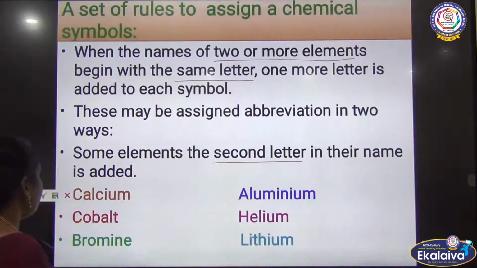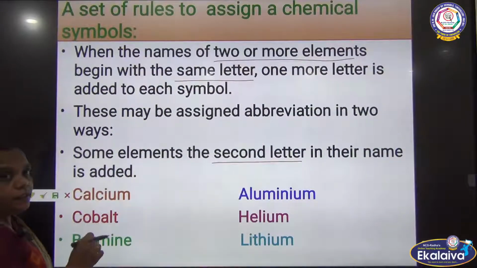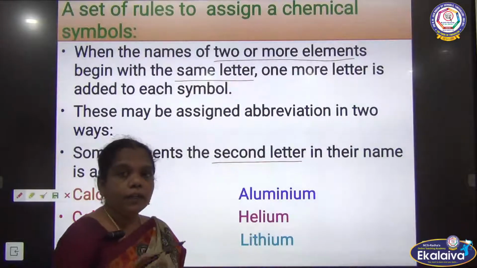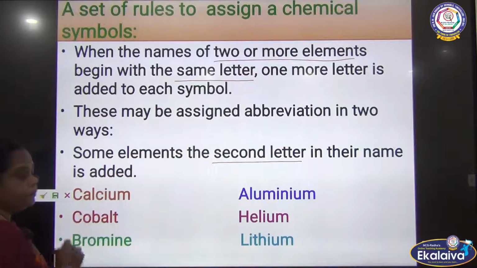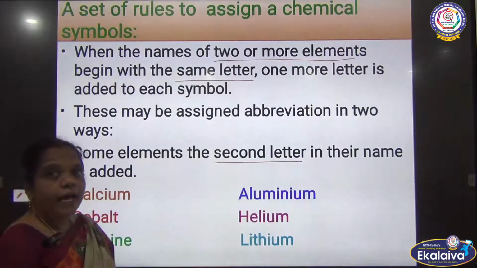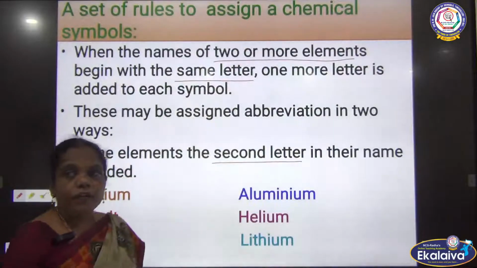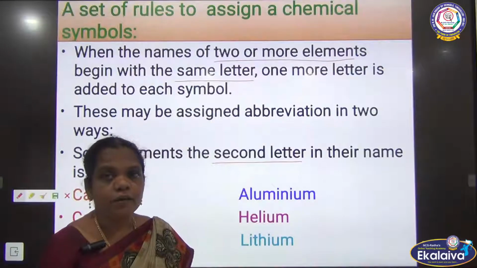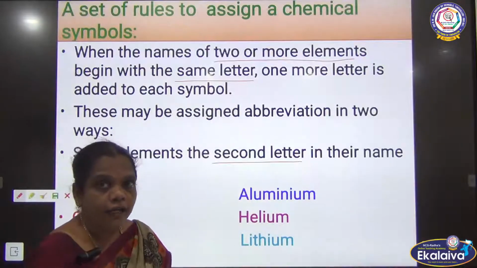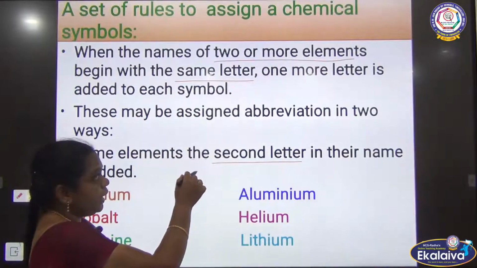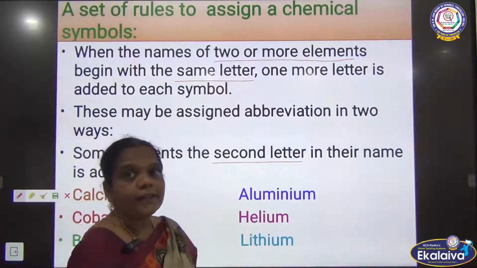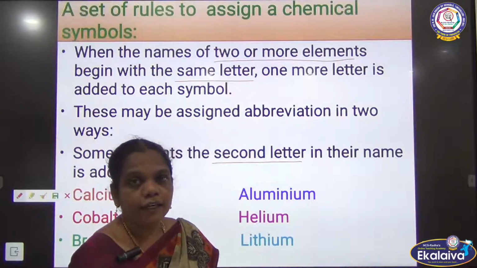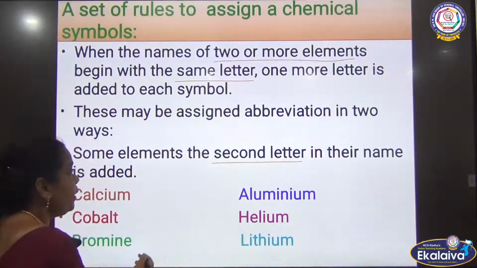Understand? Already we know that C is nothing but carbon. So here again for calcium, again we cannot assign C because C is either calcium or carbon. For that, the rule we are going to set is that we have to add the second letter in the name of the element in English in the abbreviation.